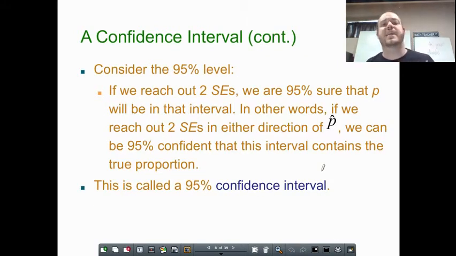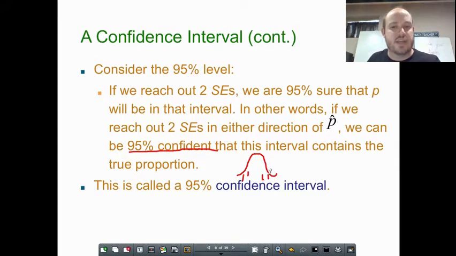So when we consider the 95% level, if we reach out two in either direction, we are 95% sure that P will be in the interval that we create. In other words, if we reach out two standard deviations in either direction of p hat, which is that little picture that I just drew, we can be 95% confident that the interval, from this number right here to this number right here, is our interval. We can be 95% confident that the true proportion P will be somewhere in that range. Now, we don't know if it'll be down here, or right here. We just know it'll be somewhere in there.